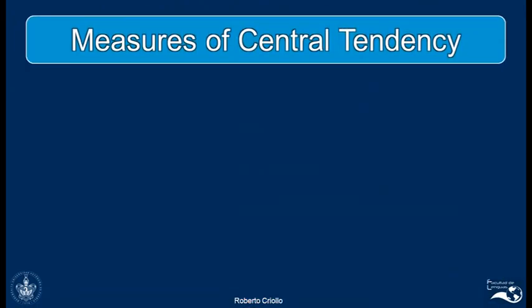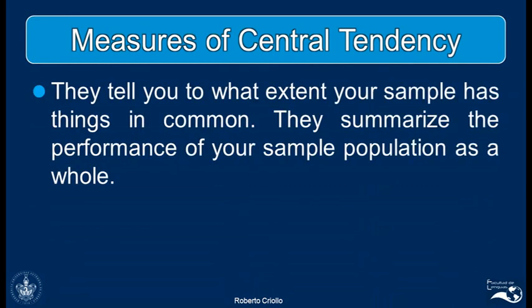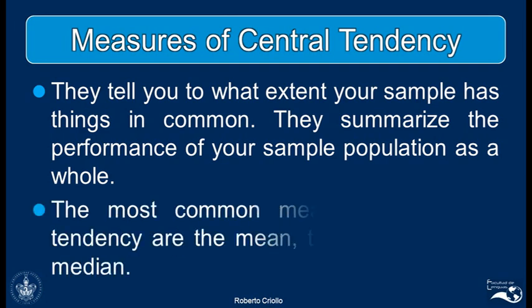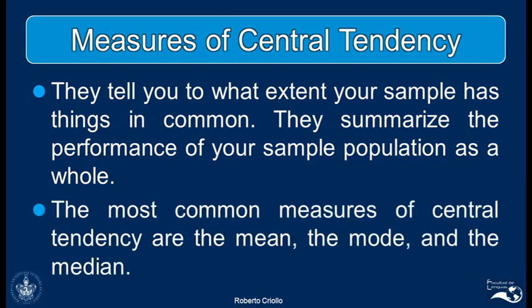Okay, let's now start talking about descriptive statistics, and we will begin with the measures of central tendency. These are the statistics that tell you to what extent your sample has things in common. In other words, they summarize the performance of your sample population as a whole. The most common measures of central tendency that we're going to be using in this presentation are the mean, the mode, and the median.